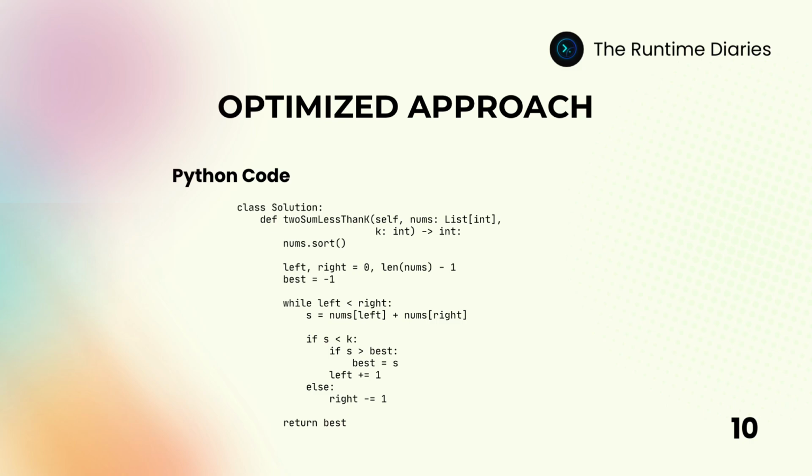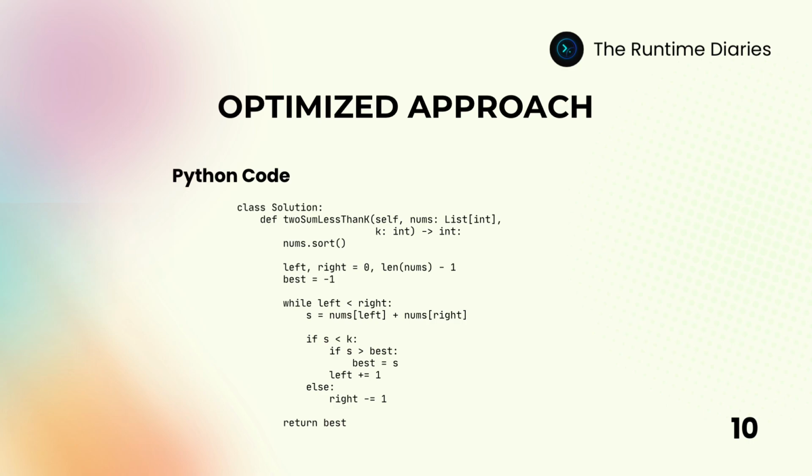And here's the clean Python implementation. You sort the nums array. You initialize left to 0 and right to the length of nums minus 1. You initialize best to -1. Then, you enter a while loop that runs as long as left is less than right. Inside the loop, you compute s as the sum of nums[left] and nums[right].